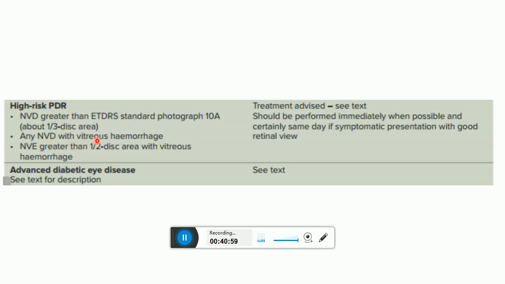Any NVD with vitreous hemorrhage, then it is high risk PDR. Or any NVE greater than half disc area. So these are important: NVD more than 1/3 disc, and NVE more than half disc area with vitreous hemorrhage. Here no vitreous hemorrhage, but with NVE it should be with vitreous hemorrhage to declare it high risk.